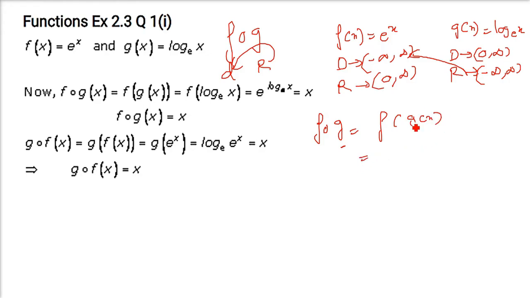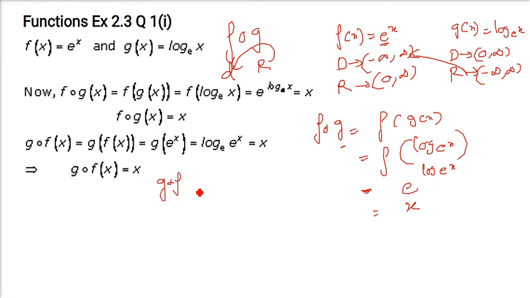So f of g(x) is going to be, g(x) is what? Just put g(x) as the whole function, that is log x. This is f. Now take this log x and put it inside your f function. That is e to the power, and in place of x, you replace log base e x. So e gets cancelled. In theory, I already told you that e to the power log base e of x becomes x only.